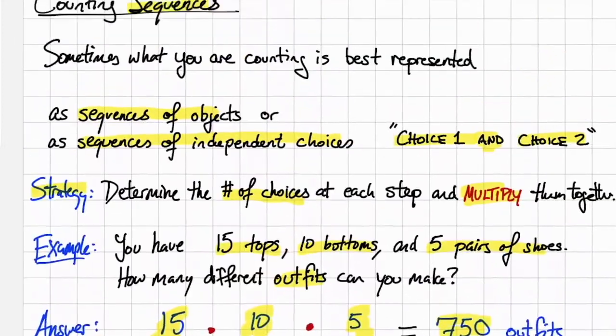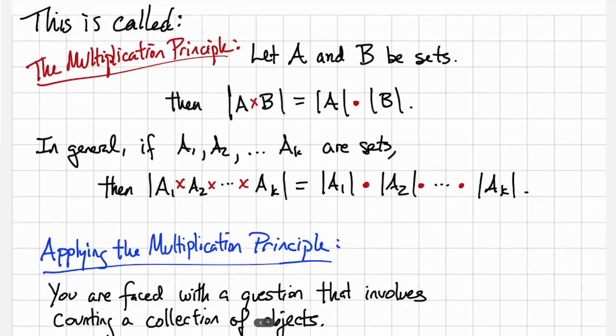This principle is called the multiplication principle. If A and B are sets, then the cardinality of the Cartesian product of A and B is the cardinality of A times the cardinality of B. And in general, if we have many sets, then the size of the Cartesian product is the product of the sizes of each of the individual sets.